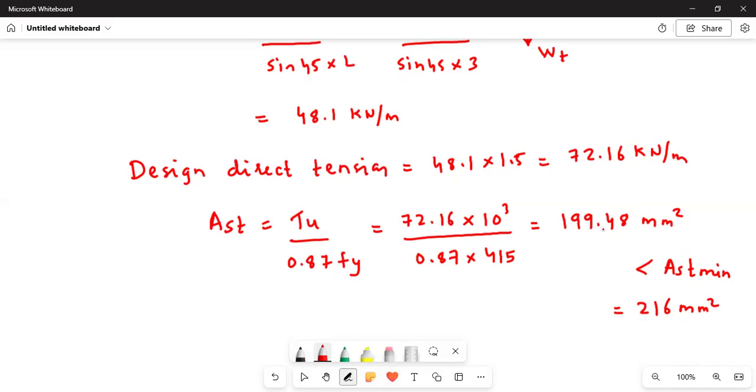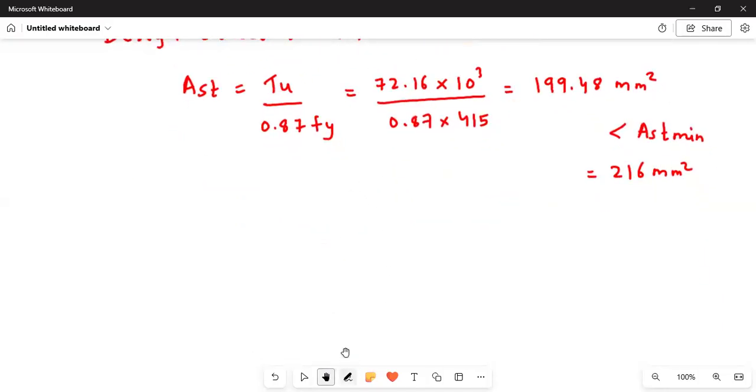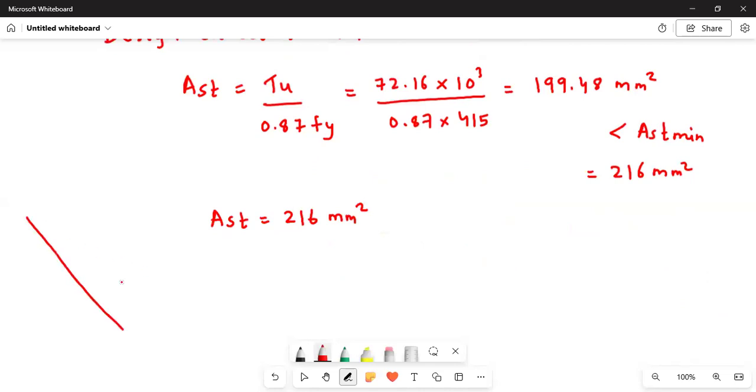So we cannot provide 199 because it is less than 216. We will provide 216. So AST equal to 216 mm square. Okay, so you see this is your sloping slab, and you have two faces.